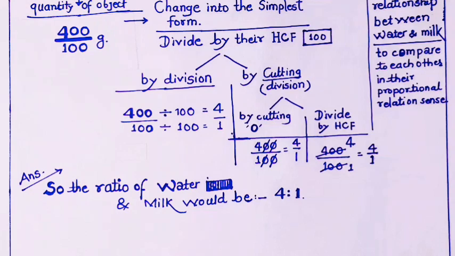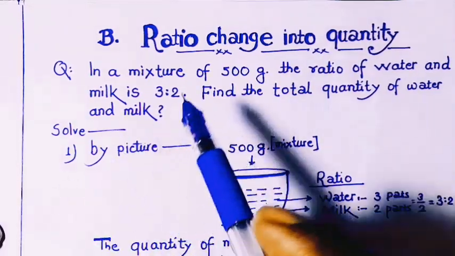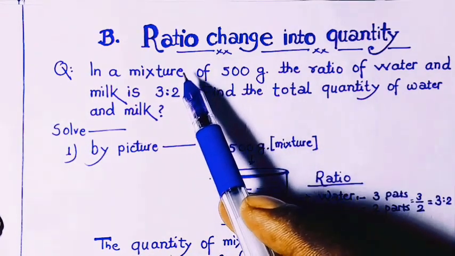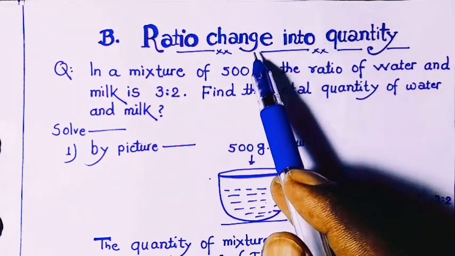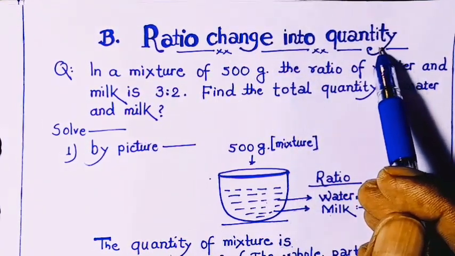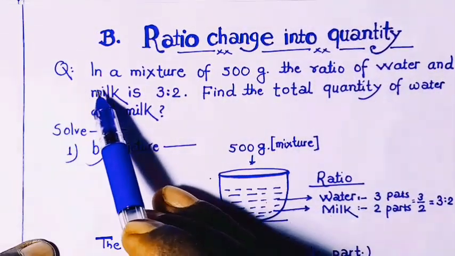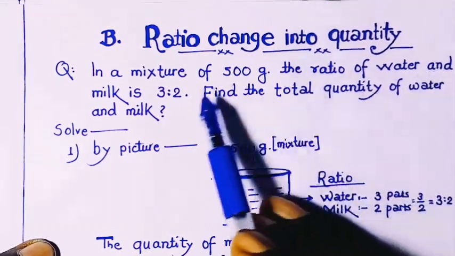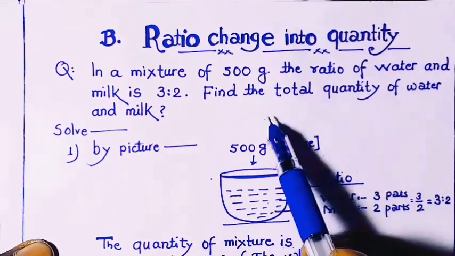And hereafter, this is part B, and here we shall study about how ratio can be changed into the quantity. So the question is, in a mixture of 500 grams, the ratio of water and milk is 3 to 2. Find the total quantity of water and milk.